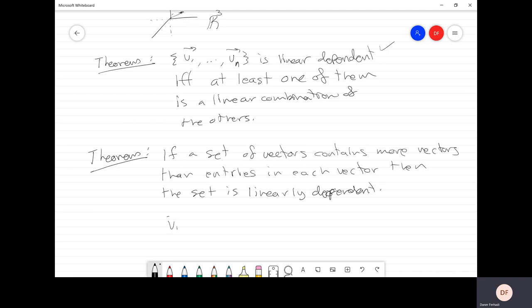For example, if I have V1 is 1, 2, this is two entries. So V1 and V2 can be linearly dependent or linearly independent. But as soon as I add V3, then these three have to be linearly dependent because there are three vectors and only two entries in each one. Okay, so there are more vectors than entries, so therefore the three are linearly dependent.